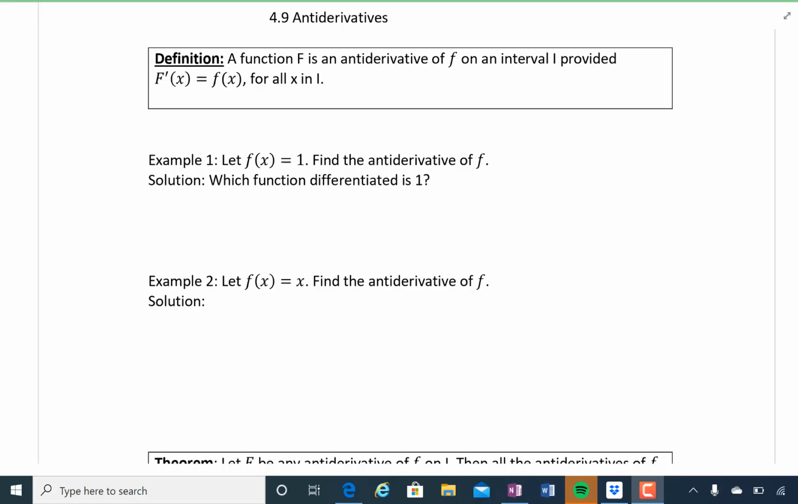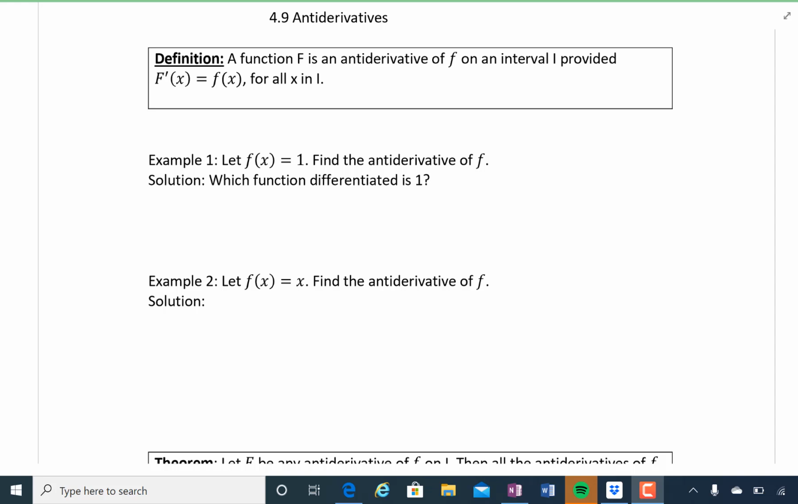Hello students, today I'm going to discuss 4.9, which is antiderivatives. This lesson is very important and you need to learn it really well, because antiderivatives and integrals are very important and you're going to use them from now on in your calculus sequence and in other lessons or courses as well.